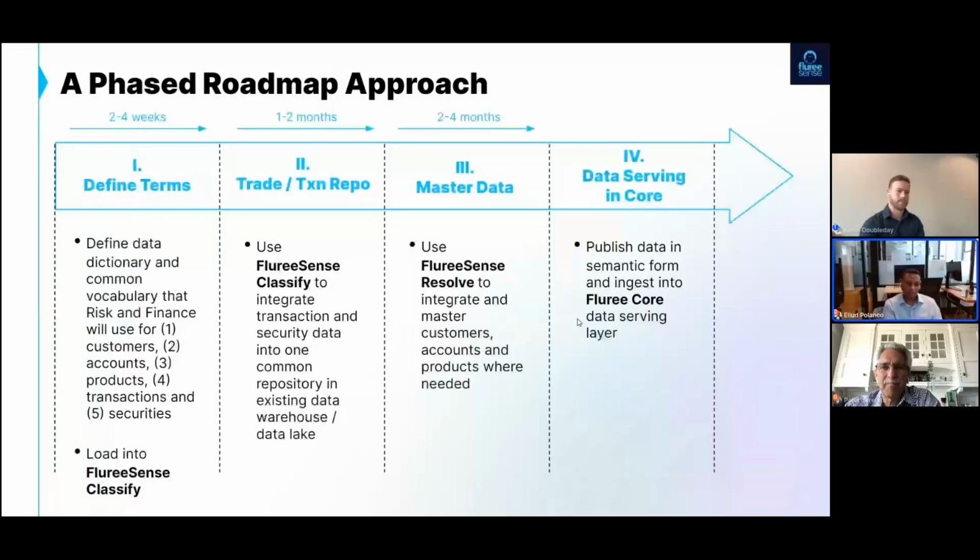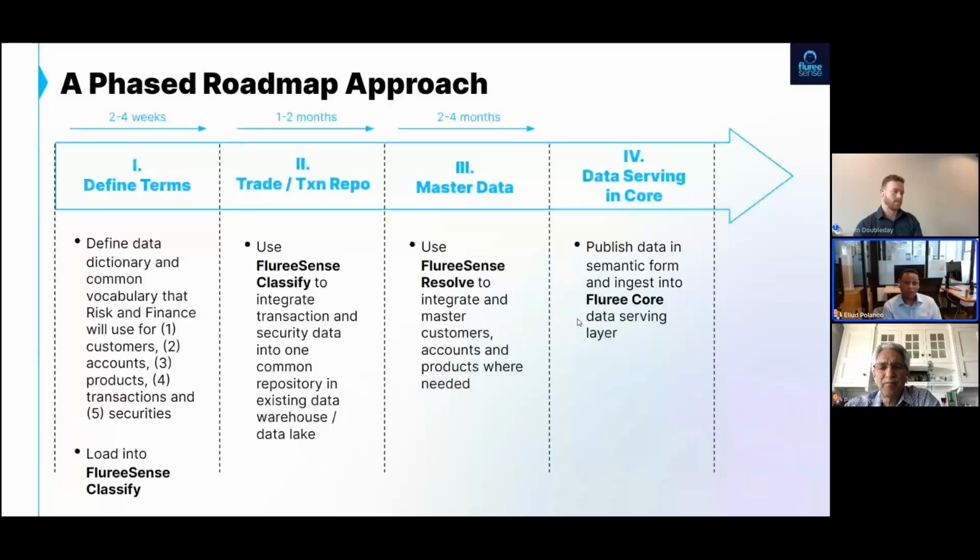So if we can start to just put our arms around customers, accounts, products, transactions, and securities, and say, let's just define at a high level, what are the key terms that risk, finance, and the enterprise as a whole are going to use for those specific assets? And we're going to take those terms and import them into Fluree Sense Classify.